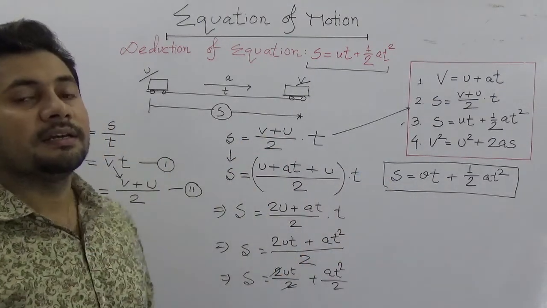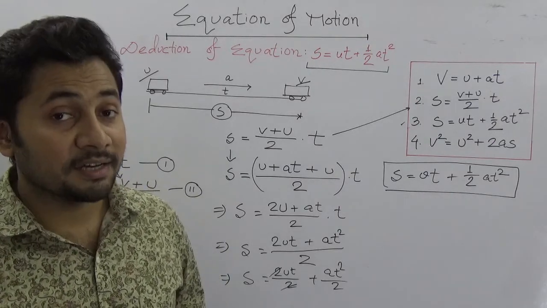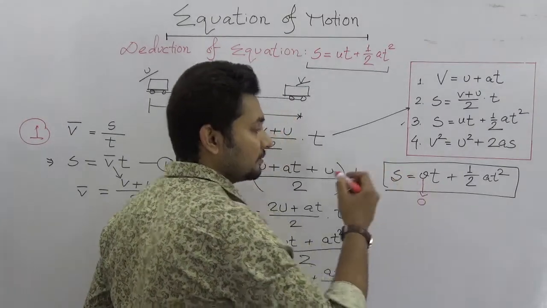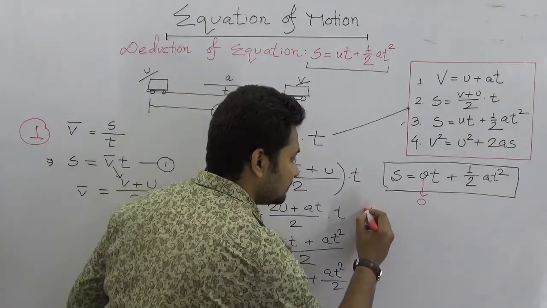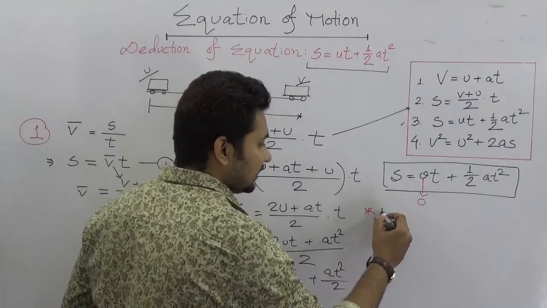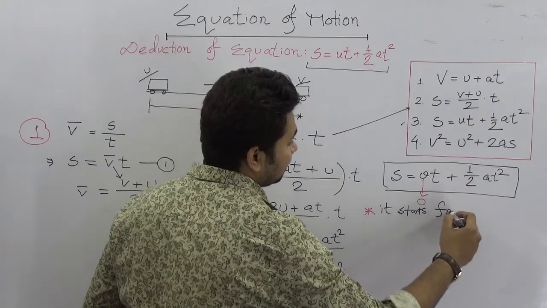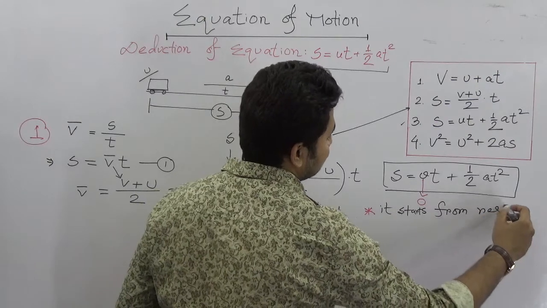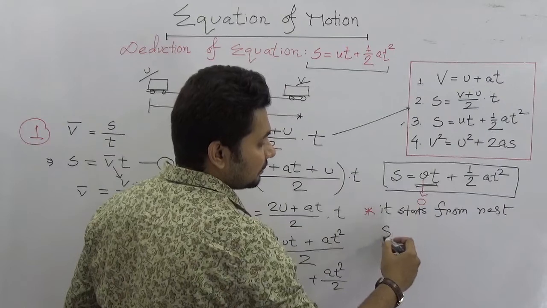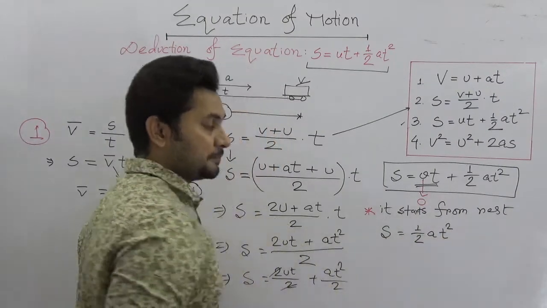And most importantly, in special cases, if a moving car starts from rest, then this u would be 0. So S is equal to half of at squared.